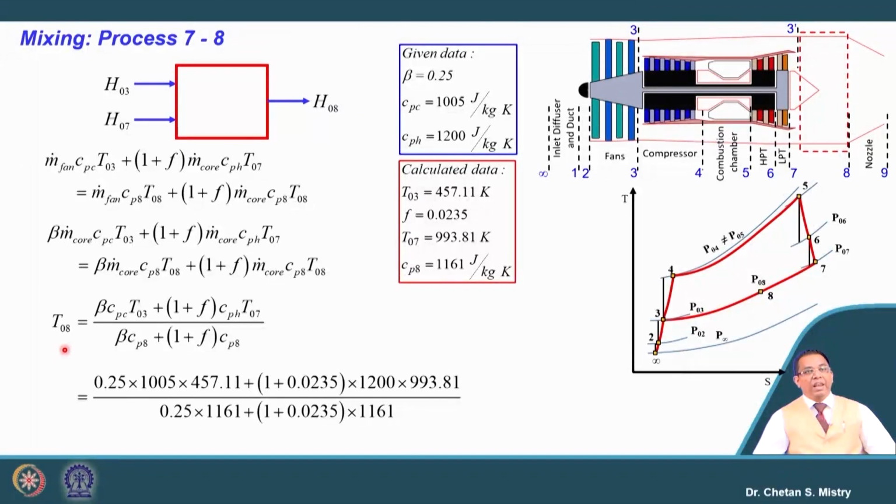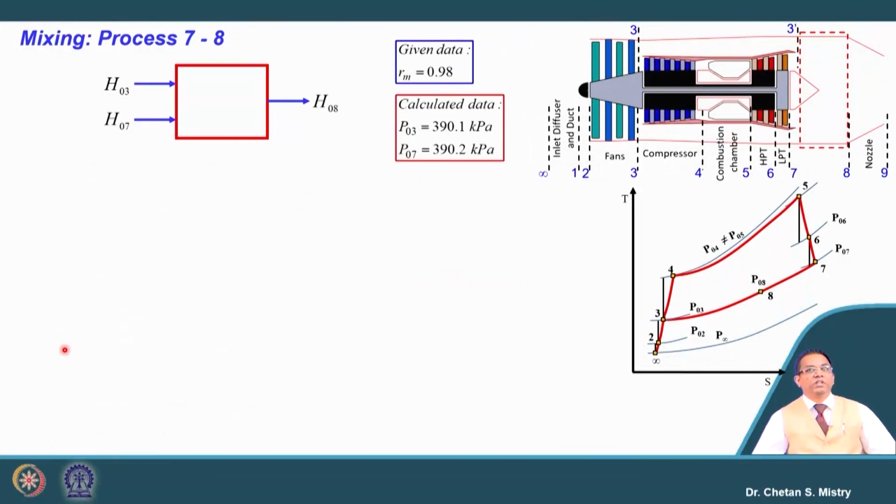Based on this balance it says my T08 is coming 903.22. So, this will be my exit temperature from the mixing chamber. Let us look at what is happening in terms of pressure.